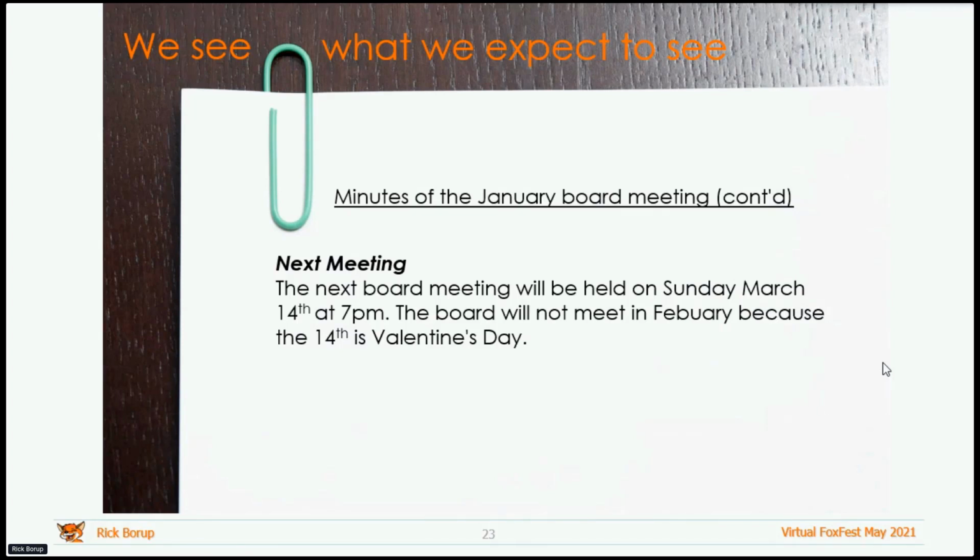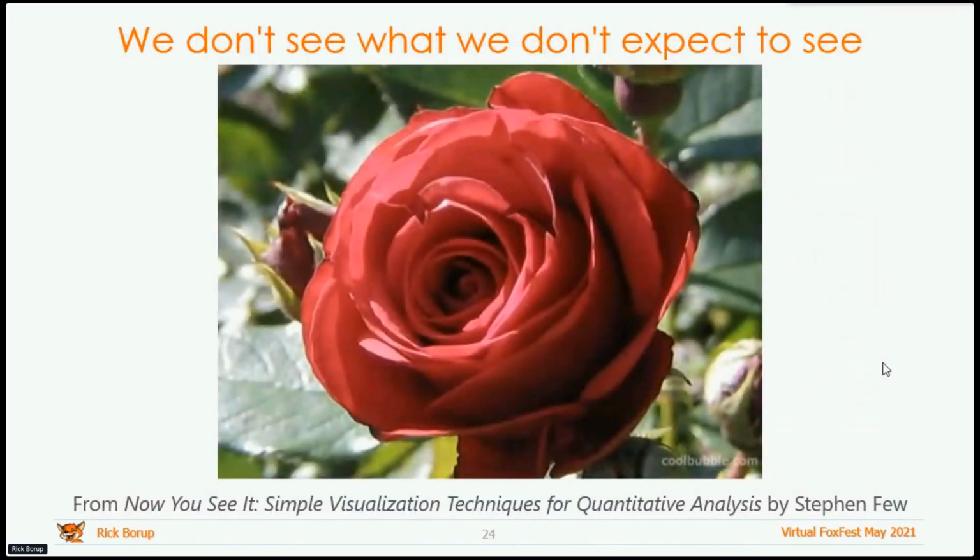So we're thinking in terms of days and months, and when we see February, even though it's misspelled, we see what we expect to see. The flip side of that is that we do not see what we don't expect to see. This comes from a book called Now You See It, Simple Visualization Techniques for Quantitative Analysis.